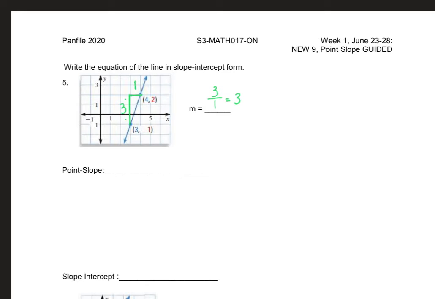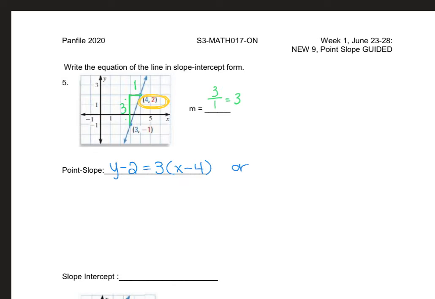Okay. Point slope, I can grab either point. You'll get the same answer. Yours might look different than mine, but you will get the same answer at the end with slope intercept form. I like to pick the point that's more positive, better numbers, smaller numbers, prettier numbers, less decimal numbers, whatever. So in this one, I would pick 4, 2. Okay, so my point slope would look like y minus 2 equals 3 parentheses x minus 4.